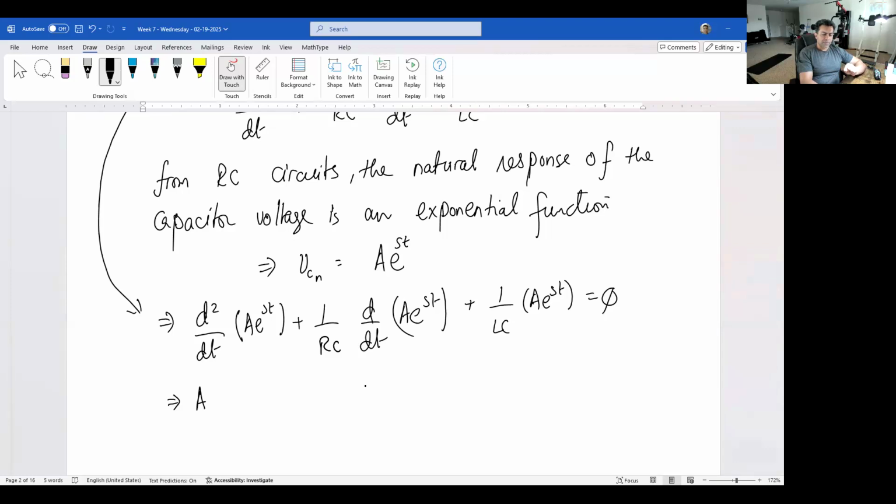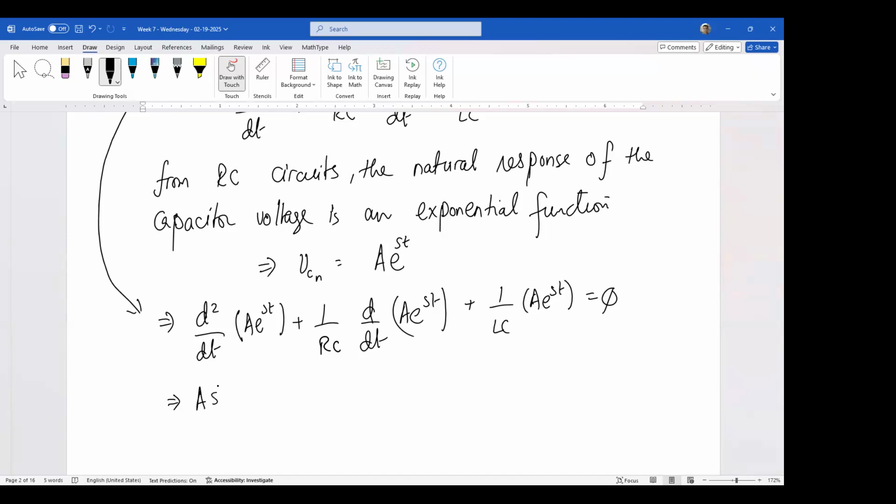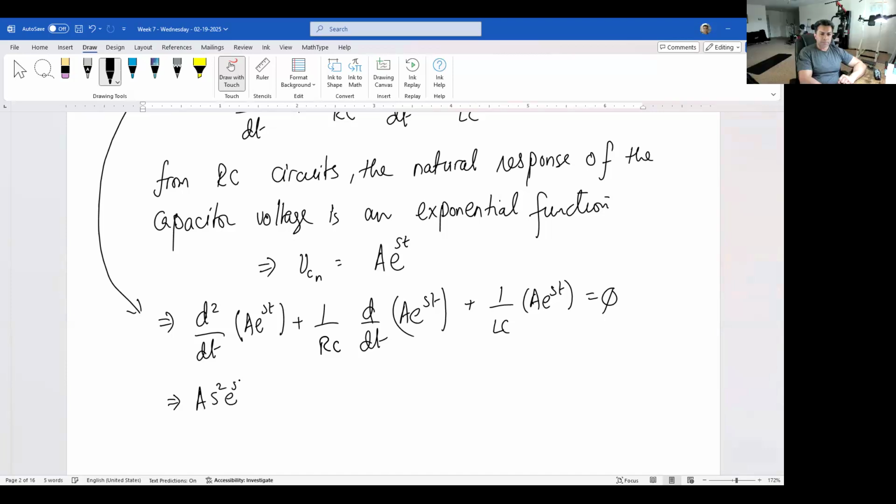If you take the derivative again, what will be your result? S squared e to the power st. Yes, S squared e to the power st. Thank you.